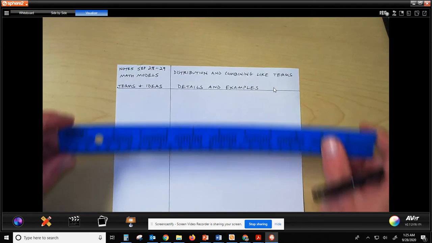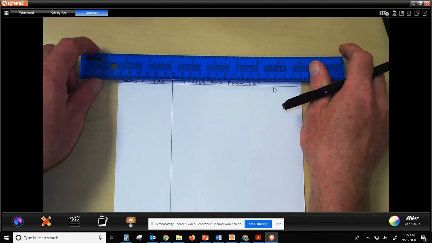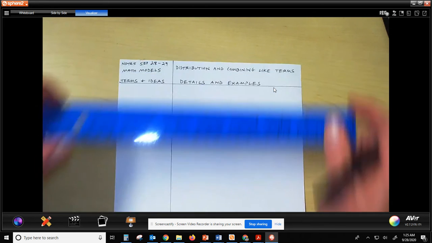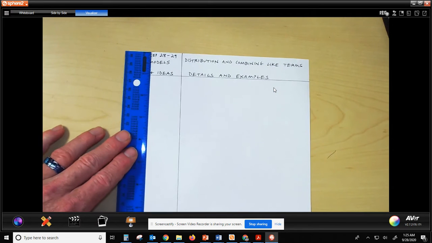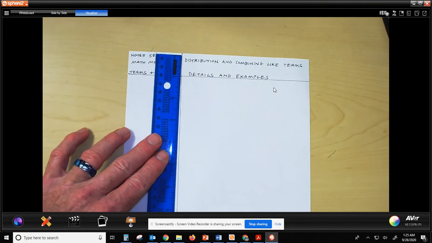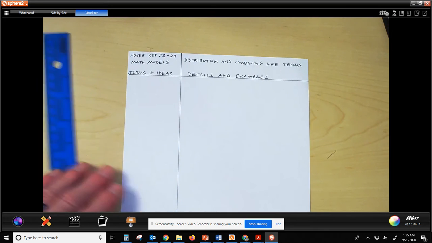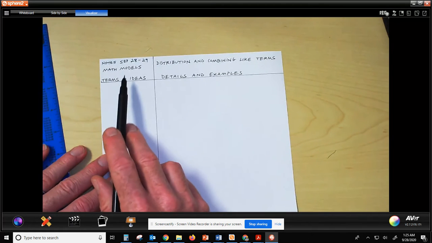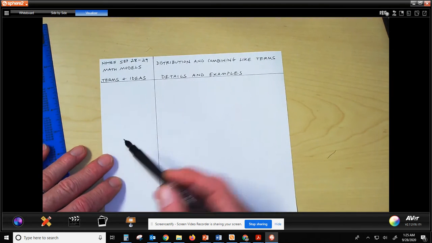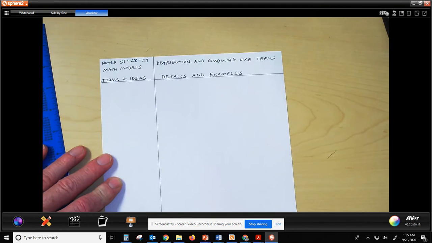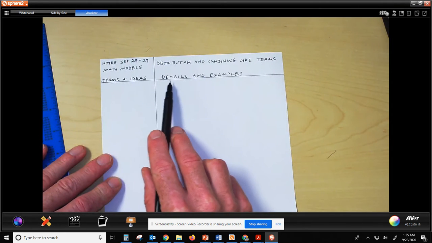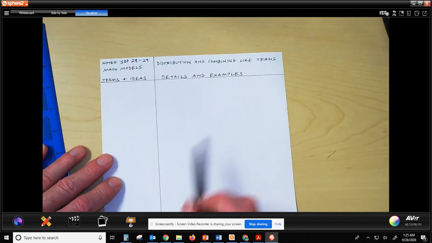Now I used across the top, it's about the width of a ruler for kind of a header. And on the side, it's about the width of 2 rulers. And we have 2 columns. One column is called terms and ideas. This is like the big picture stuff down the side. And then the second column is for like details and examples.